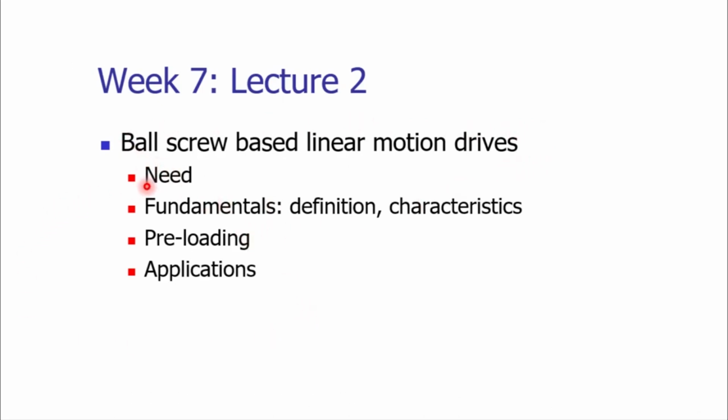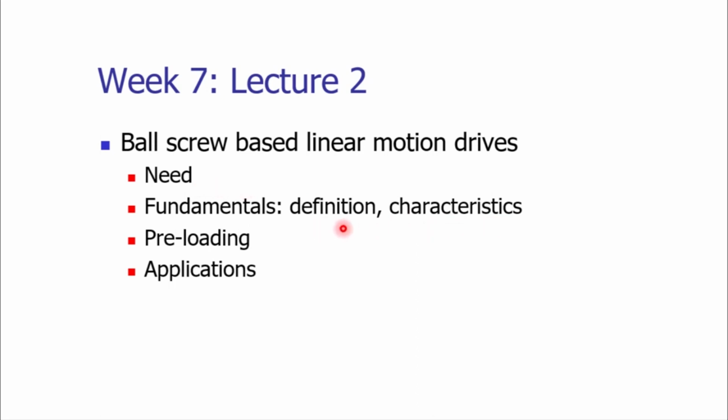In the next lecture, we will be learning ball screw based linear motion drives. The ball screws are a vital part of an automated system. They are providing us the linear motion. They are converting the rotary motion which they are getting from the electrical drives into precision linear motion drives. A discussion on the need or the importance of ball screw based linear motion drives will be carried out.